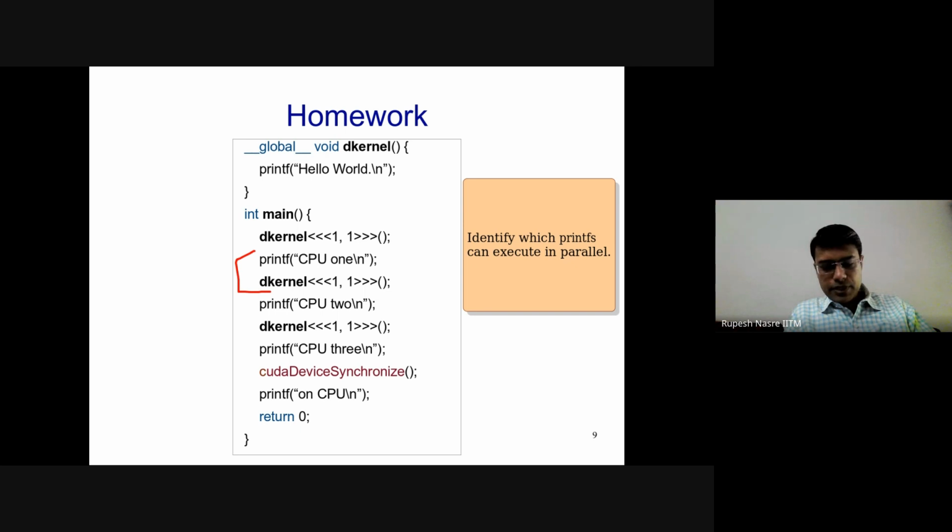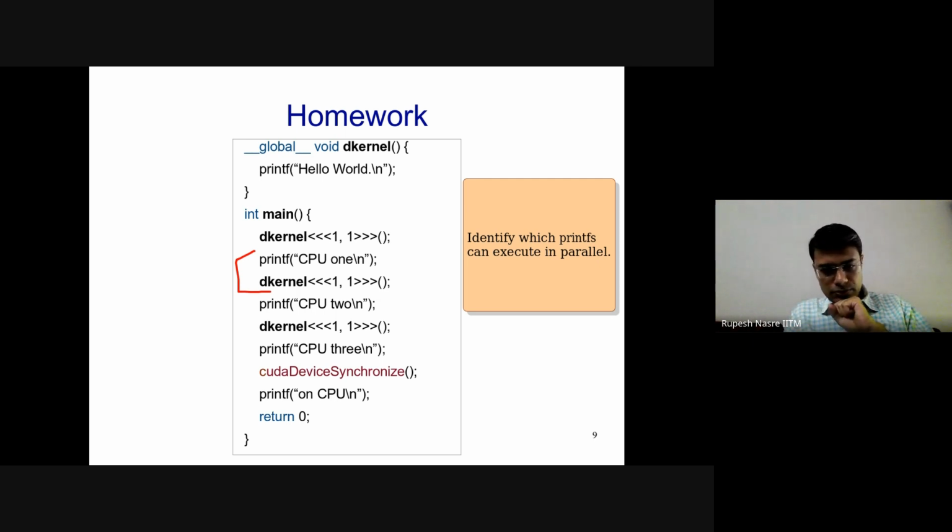And therefore, CPU 1 is going to be fully printed before even the second D kernel gets into the work queue. But when it gets into the work queue, as far as the first D kernel is concerned, is it already over? We don't know. It was only pushed into the work queue. It might still be in the work queue. While the CPU printed CPU 1, the first hello world might not have been printed at all. So CPU 1 and first hello world can happen in parallel. But CPU 1 and second hello world cannot happen in parallel.